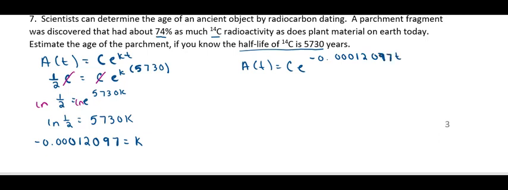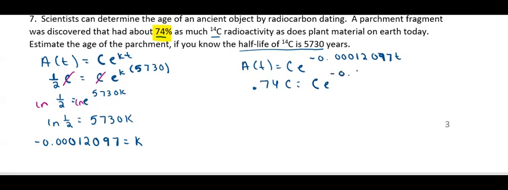There we go. We still don't know our value for C. Well, what do we have in the problem that we haven't used yet that will help us get to a value of C? If you notice, it said 74% as much. So we don't know actually what our value is, but we know it's 74%. So that would be 0.74 of whatever the original amount was. So we can use that.